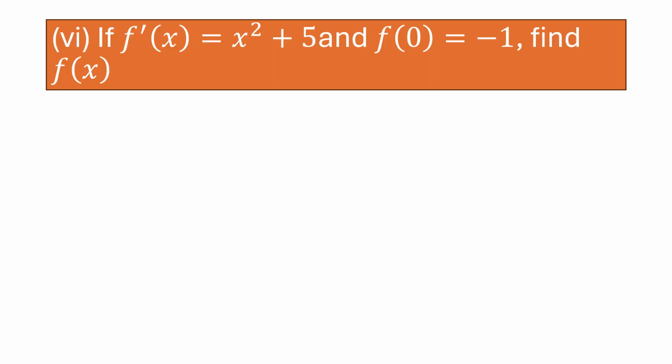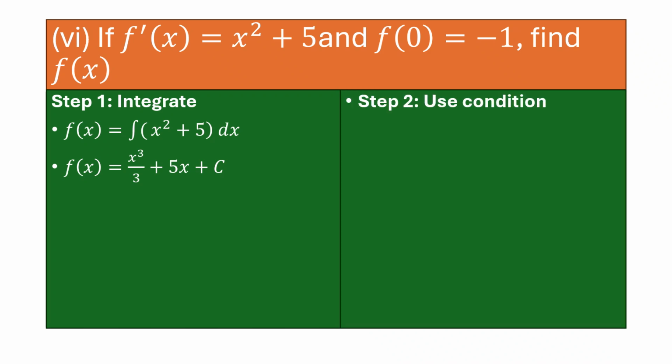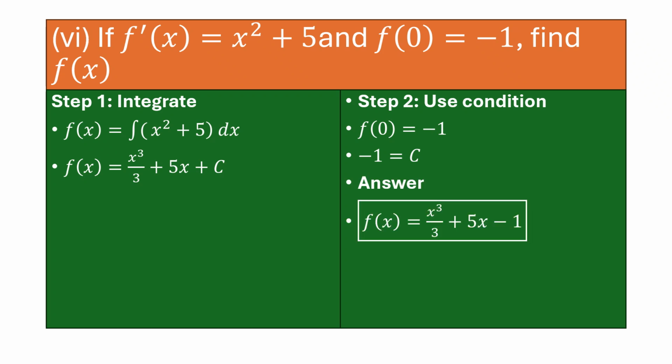Question number 6. If f dash x is equal to x squared plus 5 and f of 0 is minus 1, find f of x. So how are we going to do it? First thing, students, you need to integrate. Once you integrate, you will get x cubed upon 3 plus 5x plus c. What is step 2? They have already given us f of 0 is minus 1, so minus 1 is equal to c. So what will be your answer? x cubed upon 3 plus 5x minus 1. Just substitute the value and you will get the final equation.